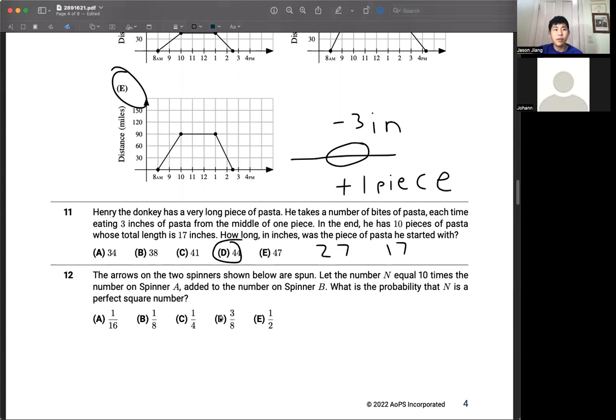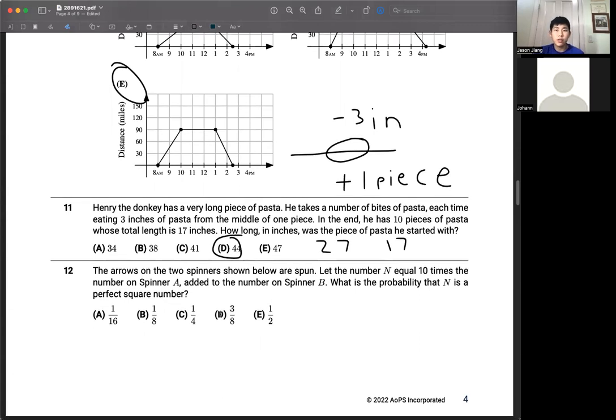Number 12. The arrows on the 2 spinners shown below are spun. Let the number n equal 10 times the number on spinner A added to the number on spinner B. What is the probability that n is a perfect square number?